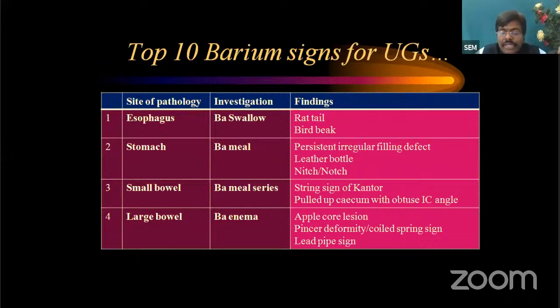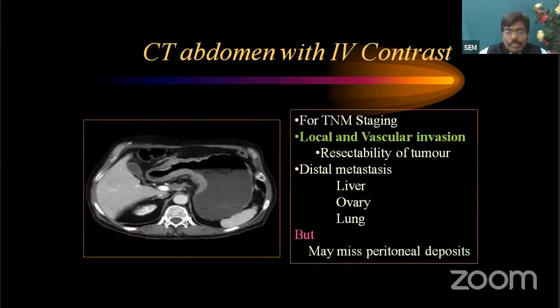Pincer shaped deformity or coiled spring sign, that is for what condition? Intussusception. Then lead pipe sign. What is lead pipe sign? In ulcerative colitis. So we are going to discuss all this again and again. This is just one snapshot of the whole important radiological findings. As an undergraduate student, you have to see in real life or be able to describe them classically. Then they'll tell, yes, this student knows some common radiological signs at undergraduate standard, in my opinion.